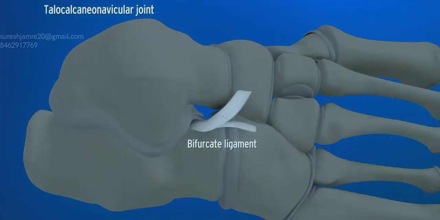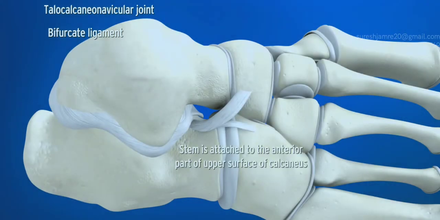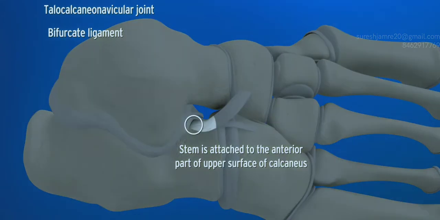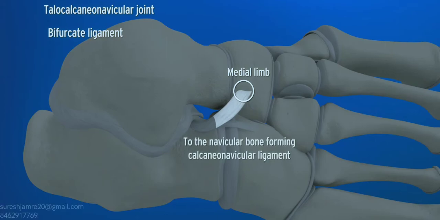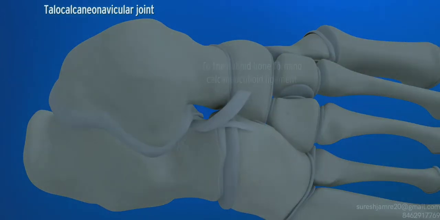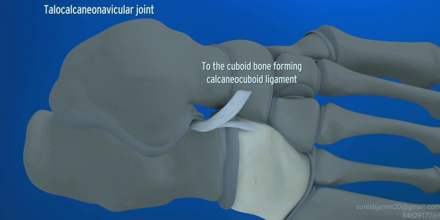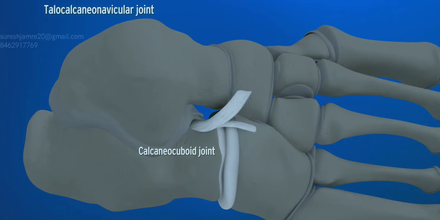Bifurcate ligament. It is a Y-shaped ligament. It has got a stem and two limbs. Stem is attached to the anterior part of upper surface of calcaneus. The medial limb is attached to the navicular bone, forming calcaneonavicular ligament, which supports the talocalcaneonavicular joint. The lateral limb is attached to the cuboid bone, forming calcaneocuboid ligament, which supports the calcaneocuboid joint.